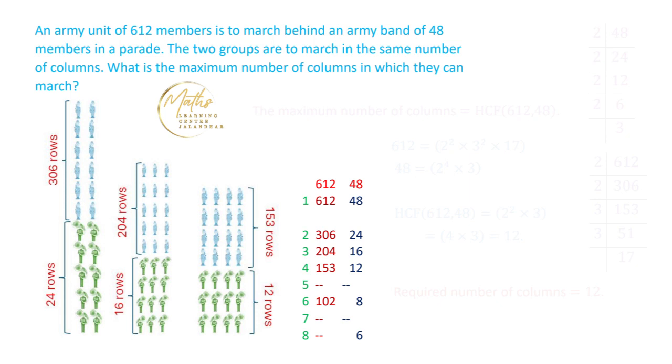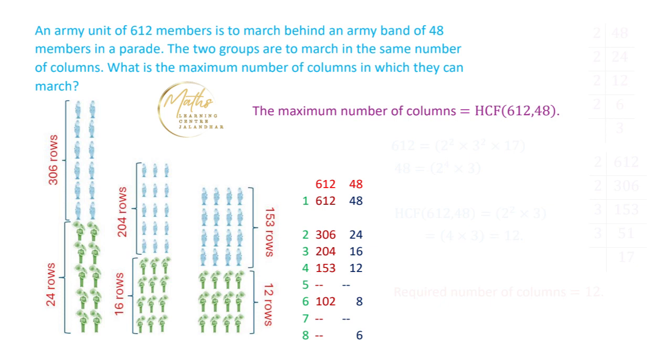What we are interested in is finding the largest number which divides both the values 612 and 48. And this is the definition of the HCF of these two numbers. So the maximum number of columns that we can have is equal to the HCF of the numbers 612 and 48.